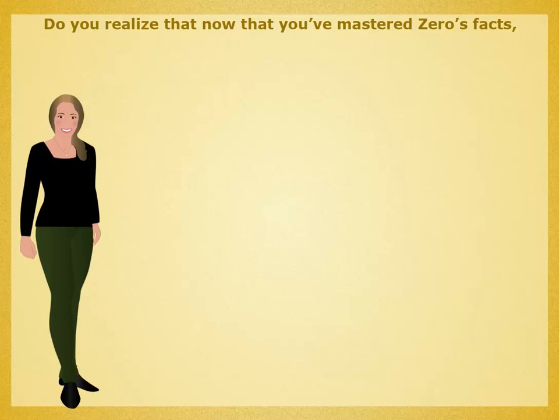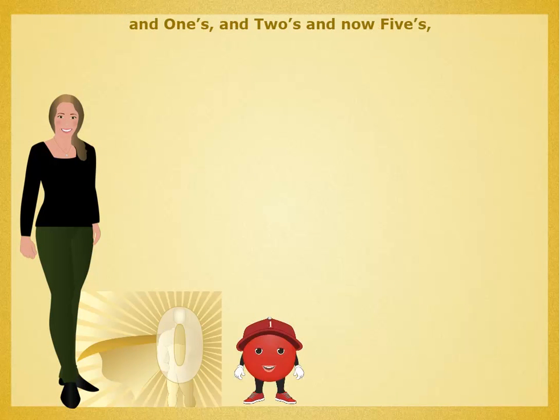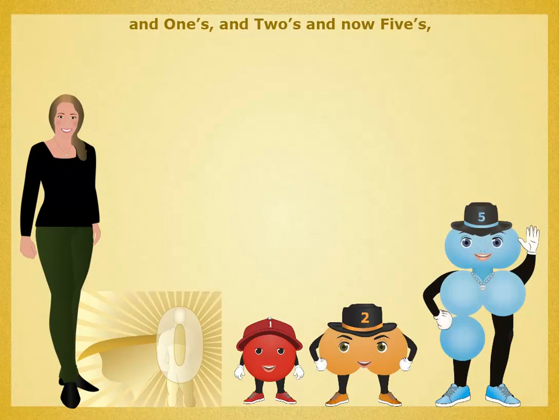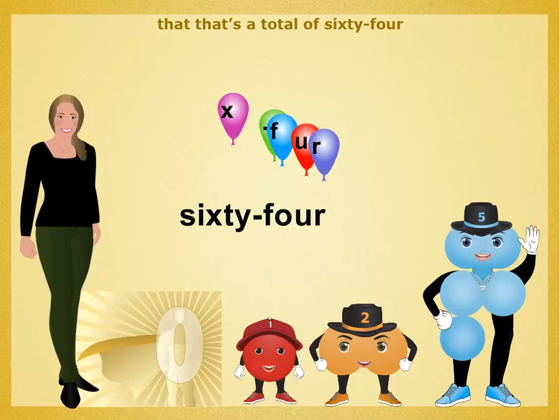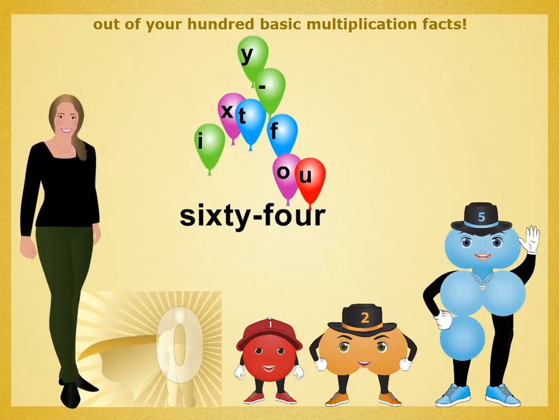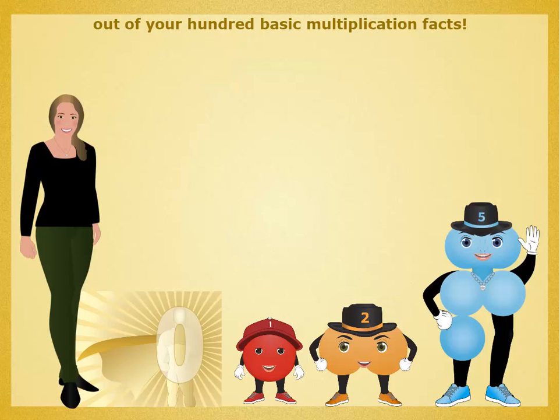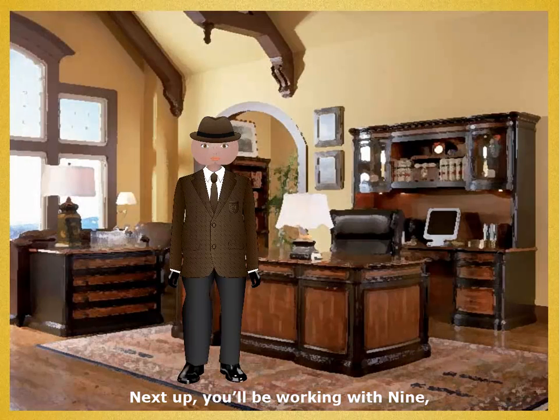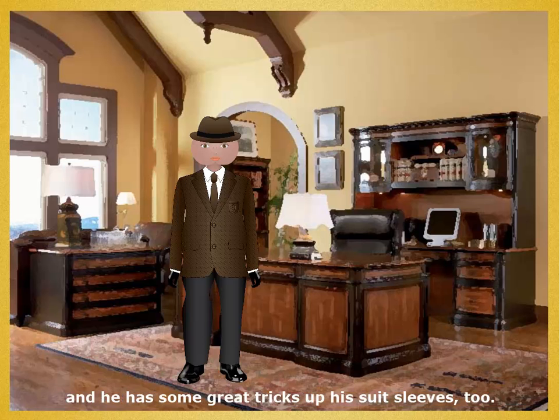Do you realize that now that you've mastered zeros facts and ones and twos and now fives, that's a total of 64 out of your 100 basic multiplication facts? Only 36 left to go, and you'll be ready for some more advanced training in the area of multiplication. Next up, you'll be working with 9, and he has some great tricks up his suit sleeves too. See you soon.